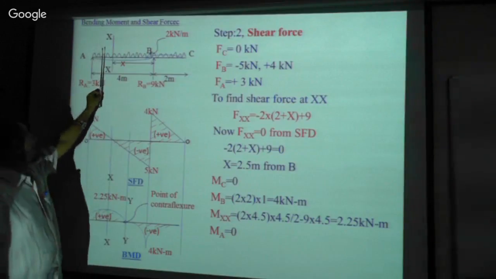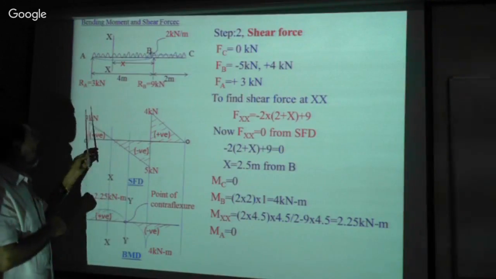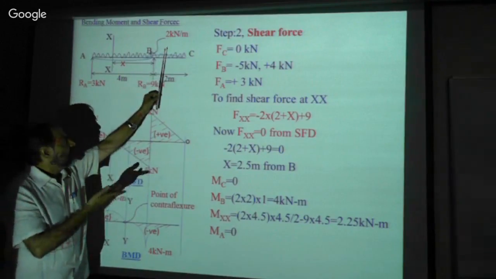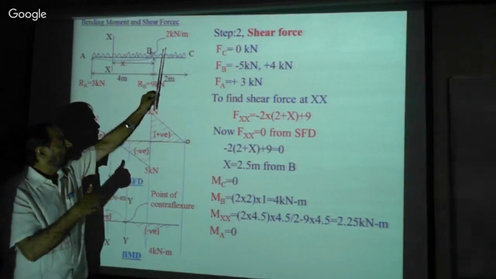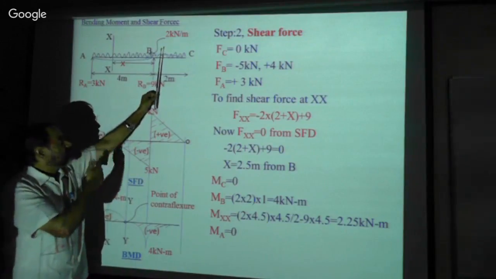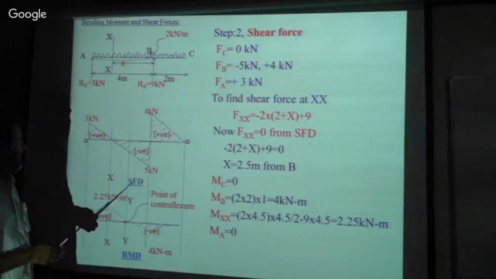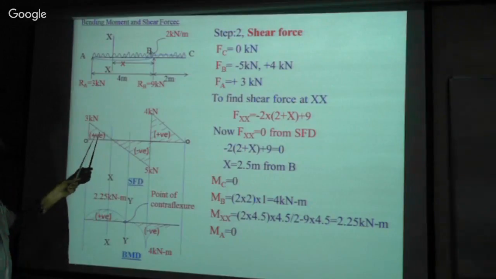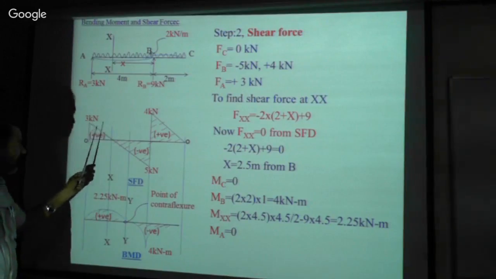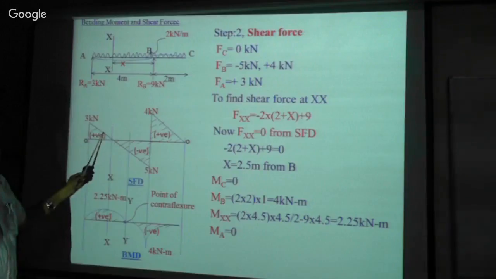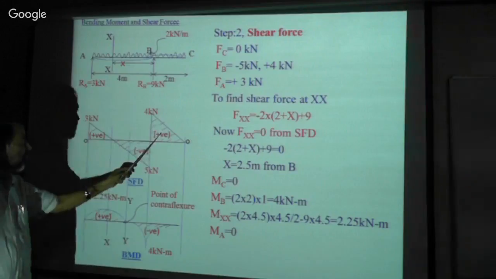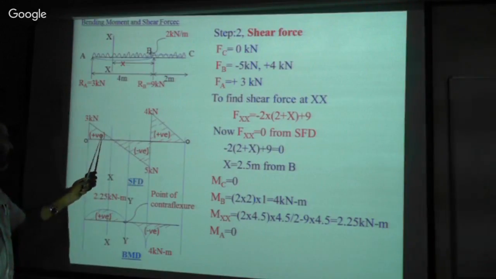Again, left up shear is positive, and right down is positive. Also, you must note down here that the shear force changes its sign from positive to negative, and here from negative to positive. Therefore, below this point is where the shear force changes its sign, that is, zero shear force.